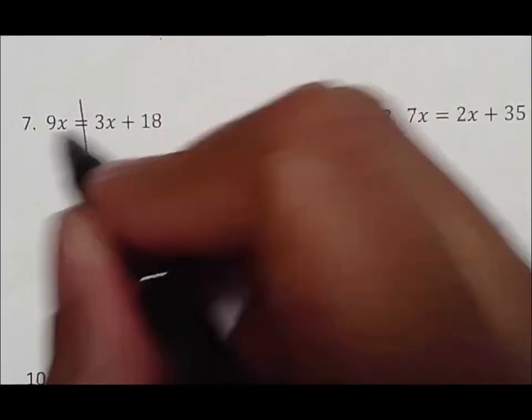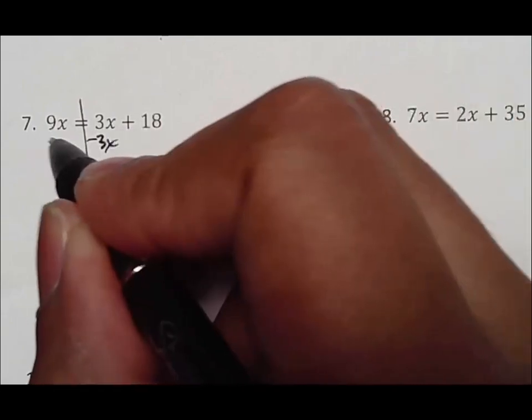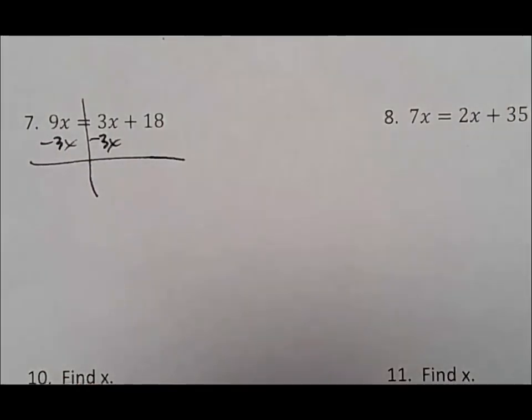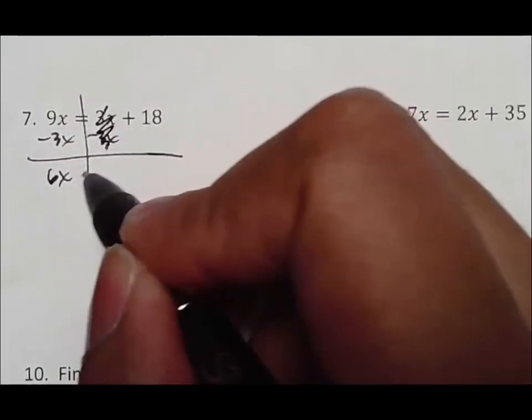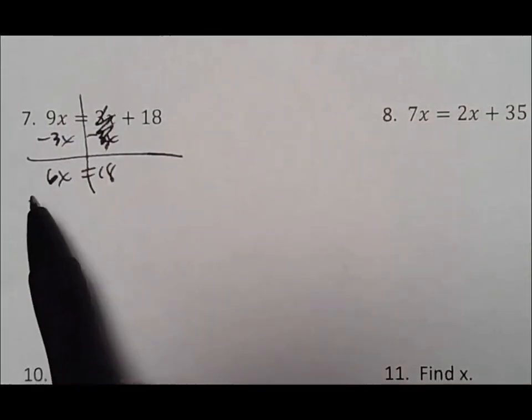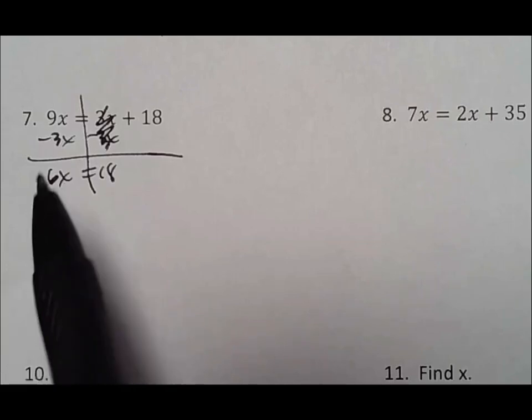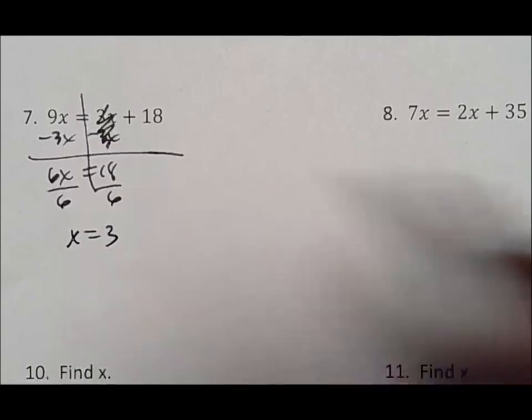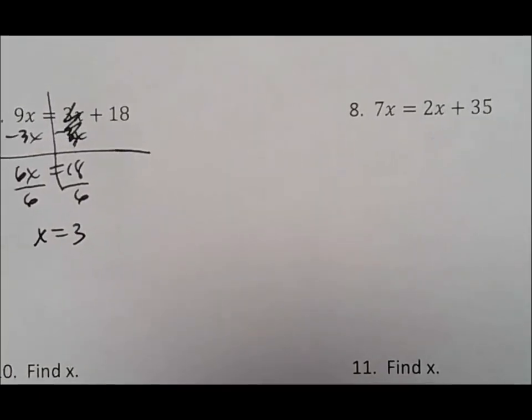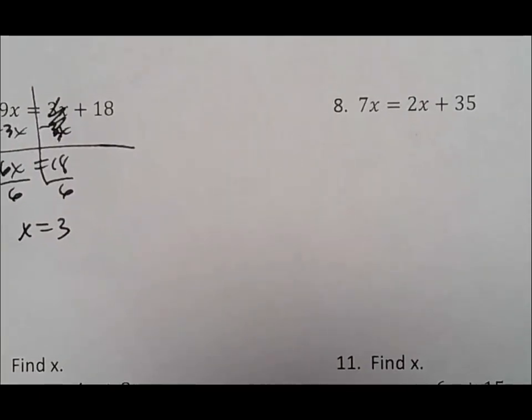Number 7. 3x plus 18, 9x. Again, move your smaller x over to your larger x. 9x minus 3x is 6x. This completely goes away, giving me 18. And once again, this is not 6 plus x or 6 minus x. This is 6 times x. So you divide by 6, getting x equals 3. It's just a small adjustment, making sure you're following what you see.